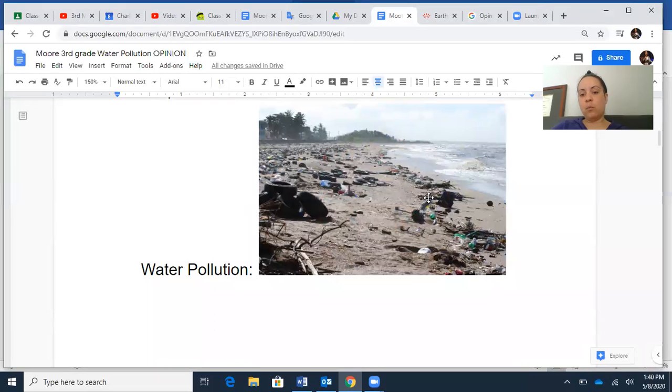Now let's look at water pollution. Do you see all this trash all over the beach? I'm sure it's because it was in the water, but then it came up to the shore and it landed on the shore. All of this trash was in the water. That is harmful for the animals and any of the plants that live in the water.